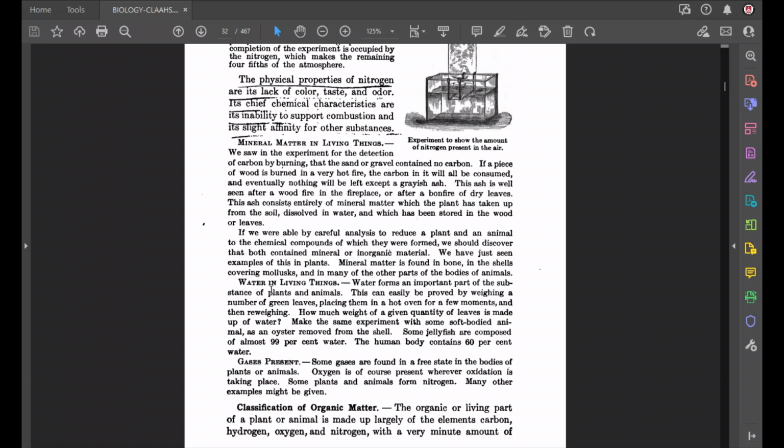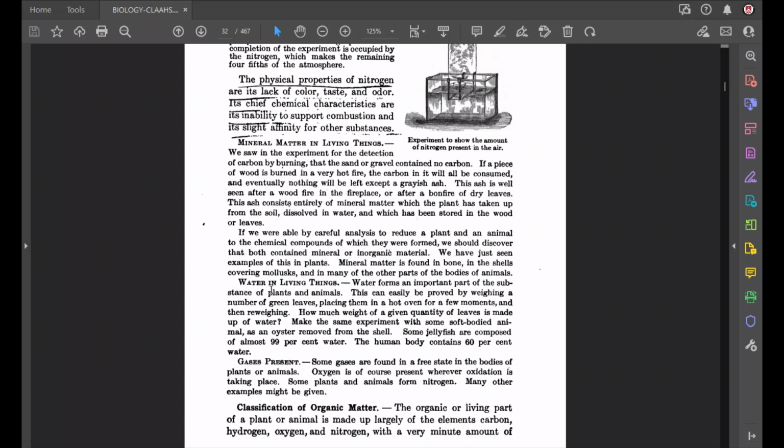We talked about water being present in living things. Next, gases present in living things. Some gases are found in the bodies of plants and animals. Oxygen is present wherever oxidation takes place. Some plants and animals form nitrogen. Many other examples might be given.